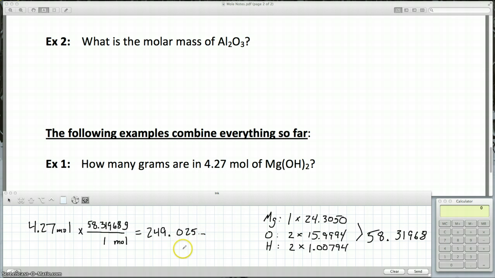When I do that math, I get 249.025, keeps going. Look at my starting number, I got 3 sig figs, so 1, 2, 3, going to cut it off right there. The 0 is not going to change the 9. So my final answer is 249 moles canceled moles. So grams is my final answer, 249 grams. Again, to do that math, I took 4.27 times the top number, so times 58.31968, divided by the bottom number, and that gives me my answer there. So hopefully that's kind of making some sense.